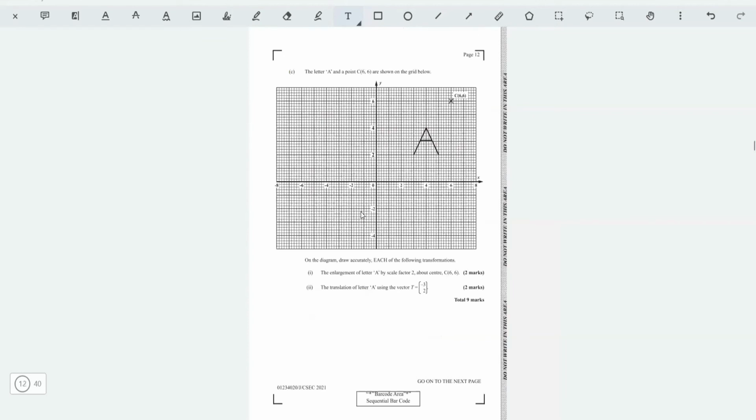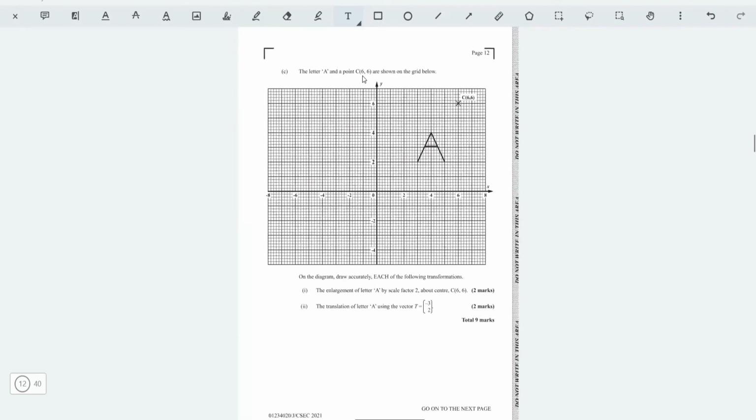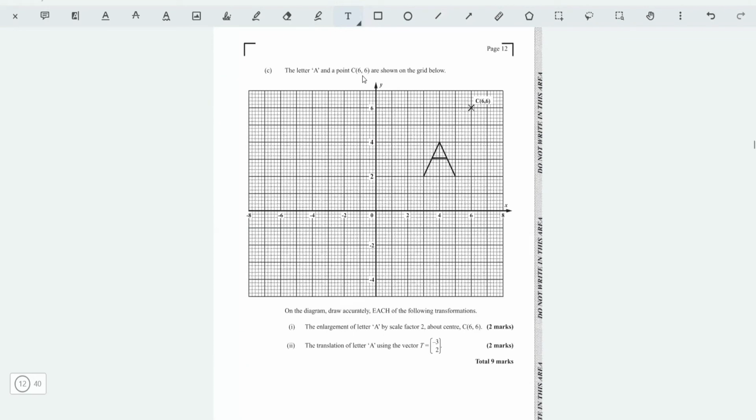This question right here now, it's a transformation question. It says the letter A and the point C are shown on the grid. This is your point C, and this is your letter A. It says, on the diagram, draw accurately the following. Number one, the letter A enlarged by a scale factor of 2 about the center (6, 6).